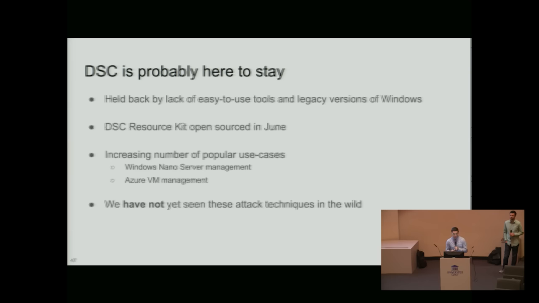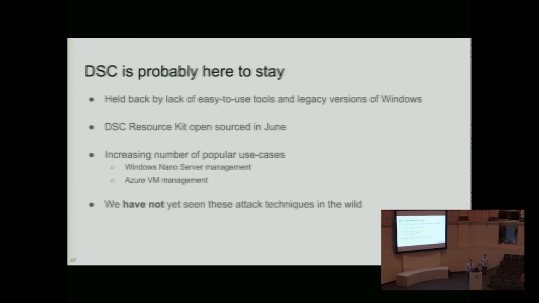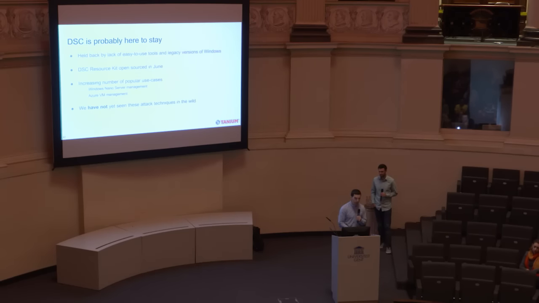Another reason that I think this is going to be increasingly widespread is Microsoft open sourced the DSC resource kit this past June. That has led to a lot of other tool adoption, including, as I mentioned earlier, Chef and Puppet having integration points with DSC. Also, DSC is required to do a couple of things in next-gen versions of Windows.